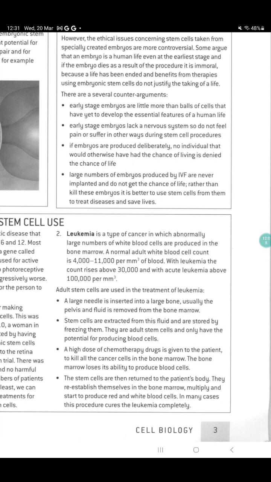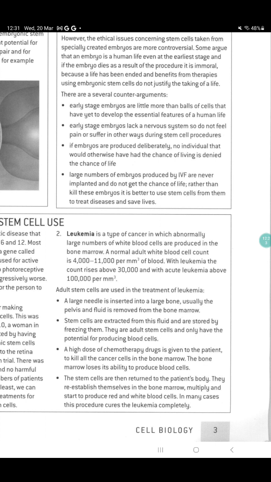So when the normal healthy stem cells have been collected, a high dose of chemotherapy drug is given to the patient to kill the cancer cells which are already in the body. The bone marrow loses its ability to produce blood cells.